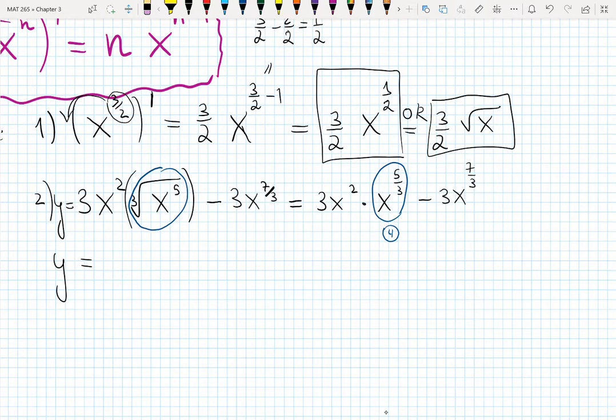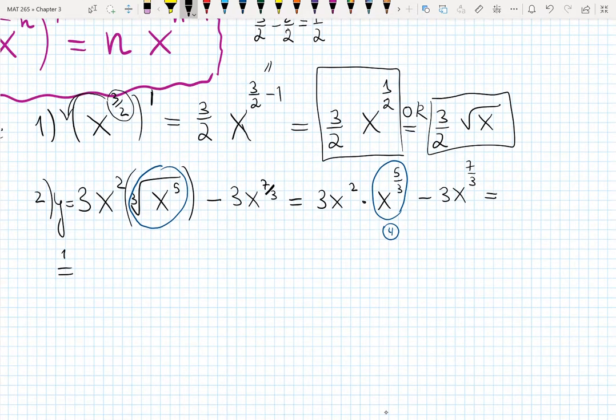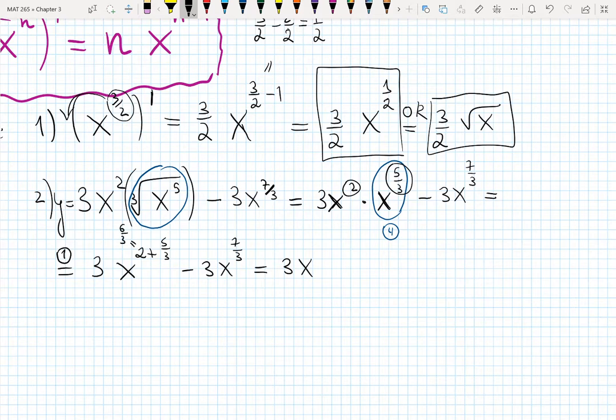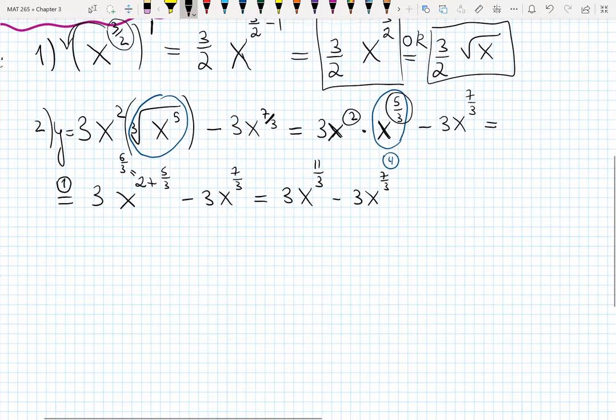And again, before I find a derivative, I keep simplifying. Now I'm using rule number 1. Rule number 1 tells me that if I have the same base, x and x, then the exponents can be added because those factors are multiplied. So it's going to be 3x to the 2 plus 5/3, minus 3x to the 7/3. Now again, in your mind, you said 2 is 6/3, right? 6/3 plus 5/3, it's 11/3, minus 3x to the 7/3. And this is my simplified y.